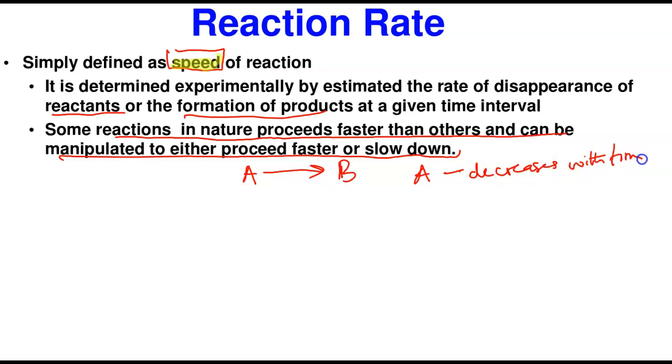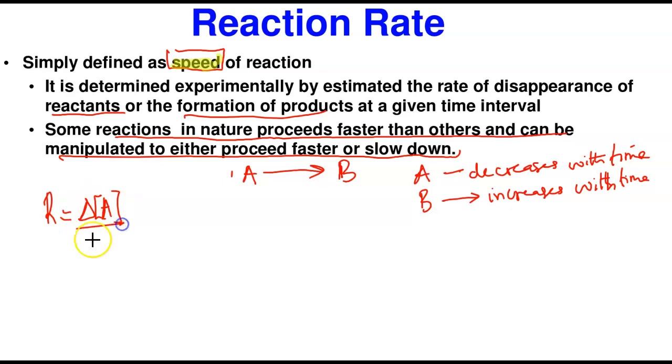As time passes, it decreases. The concentration of B increases with time. Now, if I use the knowledge of increase and decrease, I can only say that A is disappearing. As it disappears, it forms B. So if I can measure the rate of disappearance of A, which is a change, that means A is going to change with time. I can also measure the change of the product with time.